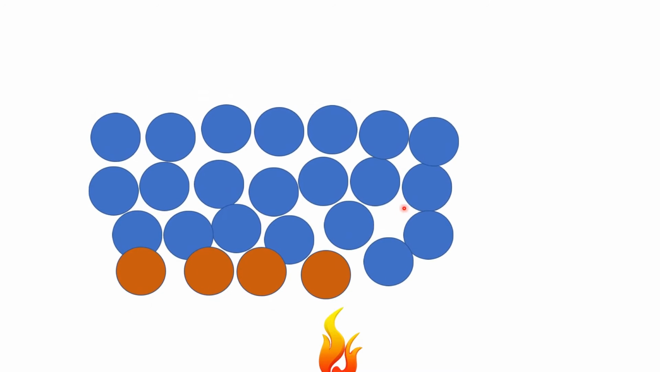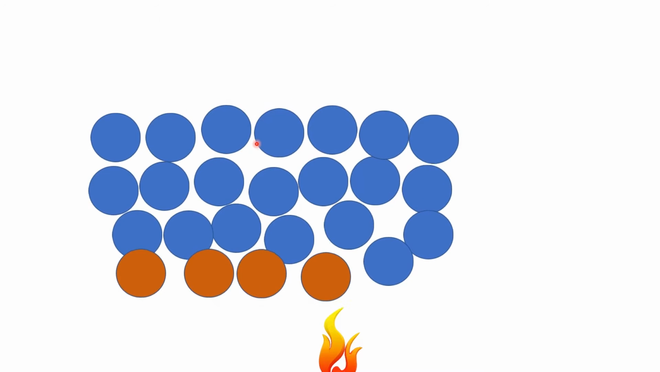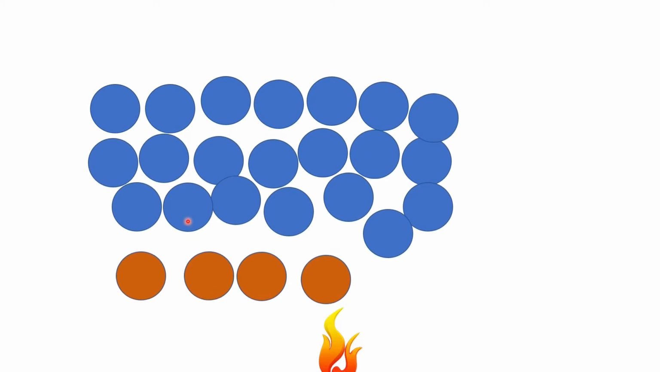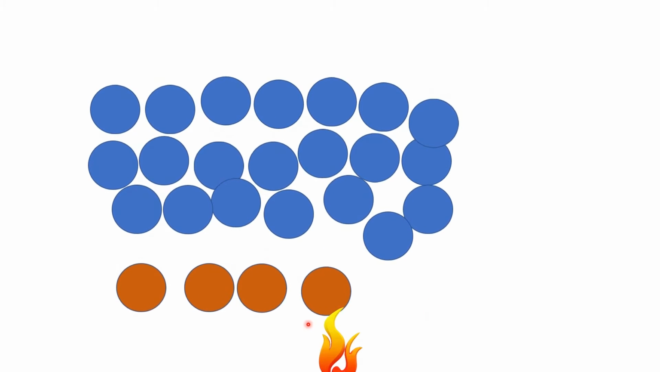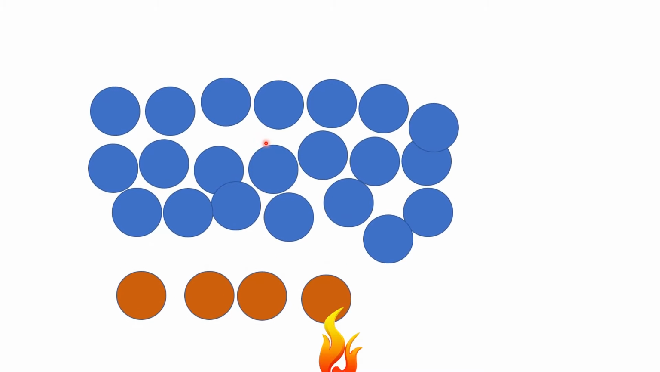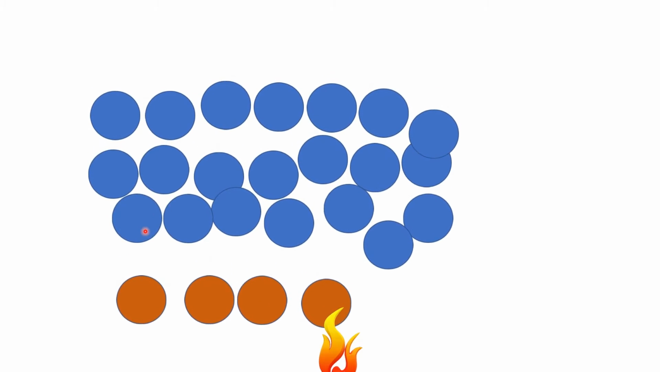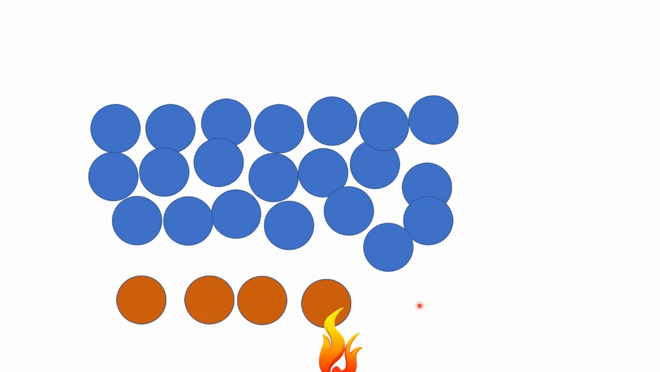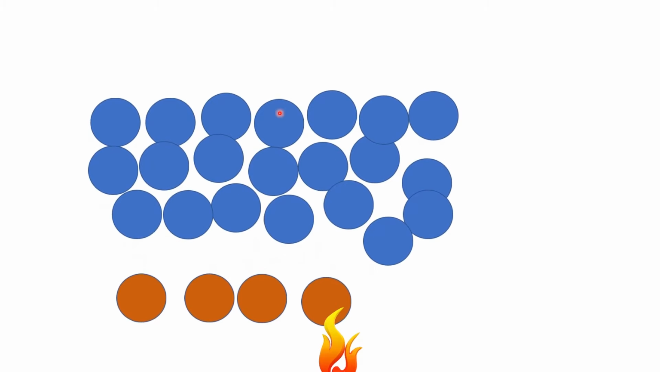Let's take a closer look on the particles in a solid. We can see that the particles vibrate in a fixed position in a solid. The bottom part, which is closer to the fire source, is hotter, while the upper part, which is further from the fire source, is colder. So the bottom particles will move faster compared to the upper particles.